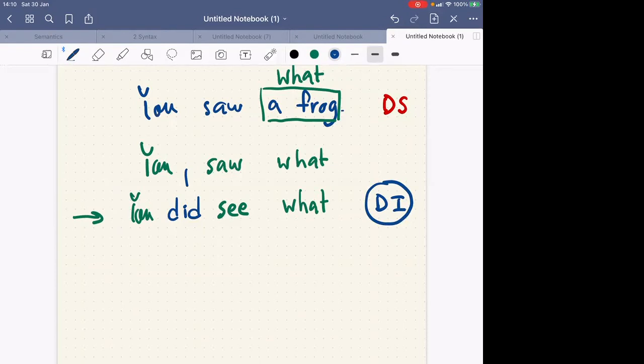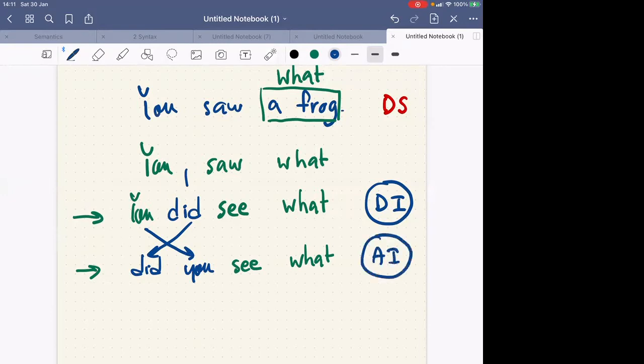Then what happened next is that we will switch the subject of the sentence and the auxiliary. So did would go here and you would be here, but the rest would stay the same. So I still have the verb see here and the WH word here. At this stage, it is something that is done by the so-called AI or auxiliary inversion. So at this point, we get the sentence, did you see what?